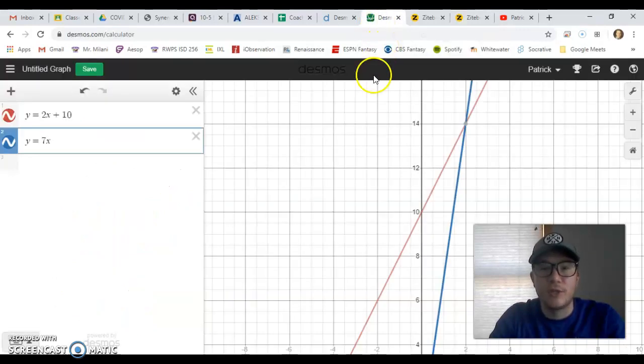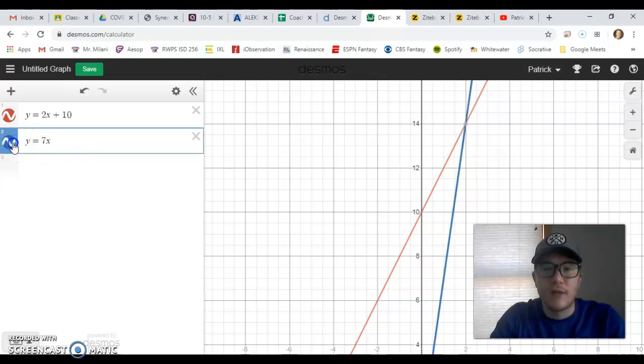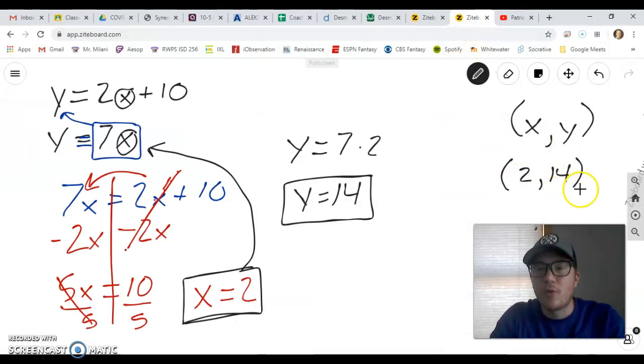But I just want to show you visually, like we saw in the graphing situation. I've graphed these two. y equals 2x plus 10 is the red one, the one flashing, and then y equals 7x is the blue one flashing. Do they intersect? Yes. Where? At the ordered pair (2, 14). That's where they're crossing, and that's what we came up with for our ordered pair for our answer.